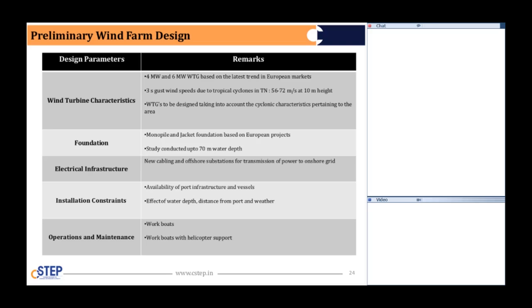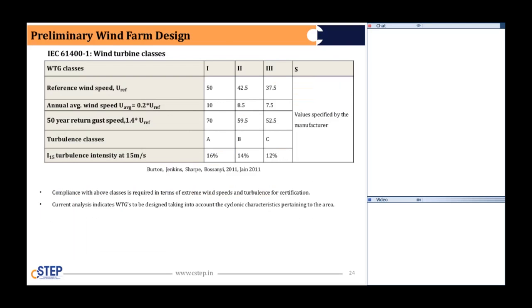Similarly, while designing a wind farm, we'll consider factors such as the installation constraints in general and operation and maintenance parameters. Regarding the wind turbine characteristics, wind turbines are basically classified into 4 types, which are called wind turbine classes.